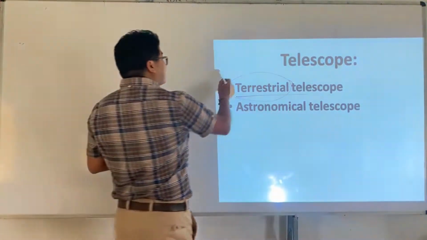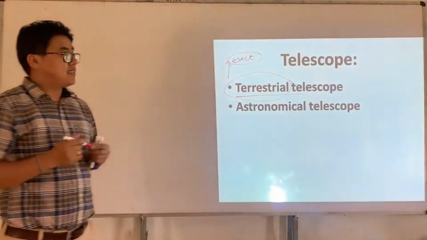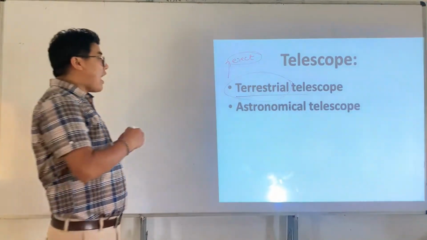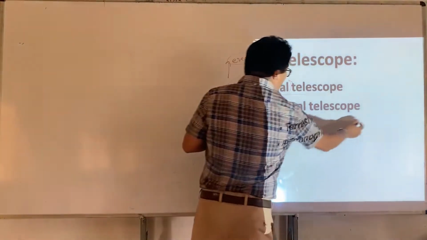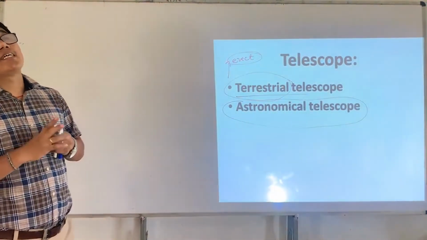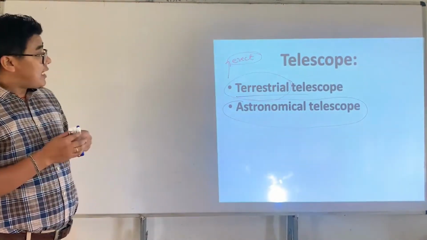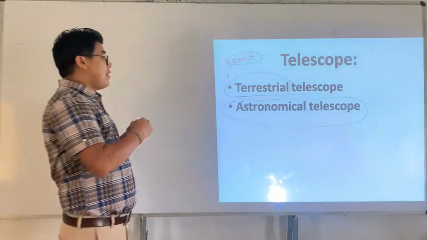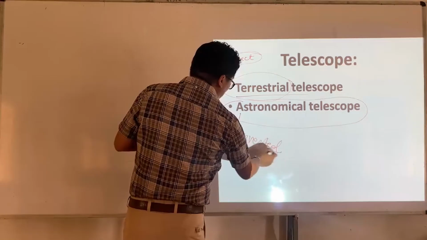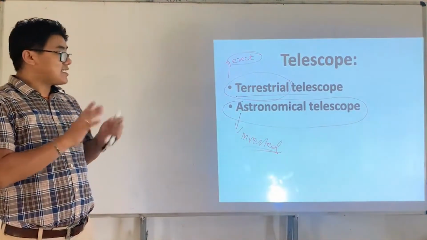and the final image is always erect. For a terrestrial telescope, the final image is erect, and an astronomical telescope is a telescope which is used to see astronomical objects such as stars, planets, moons, and all. The final image of such a telescope is inverted. This is the difference.